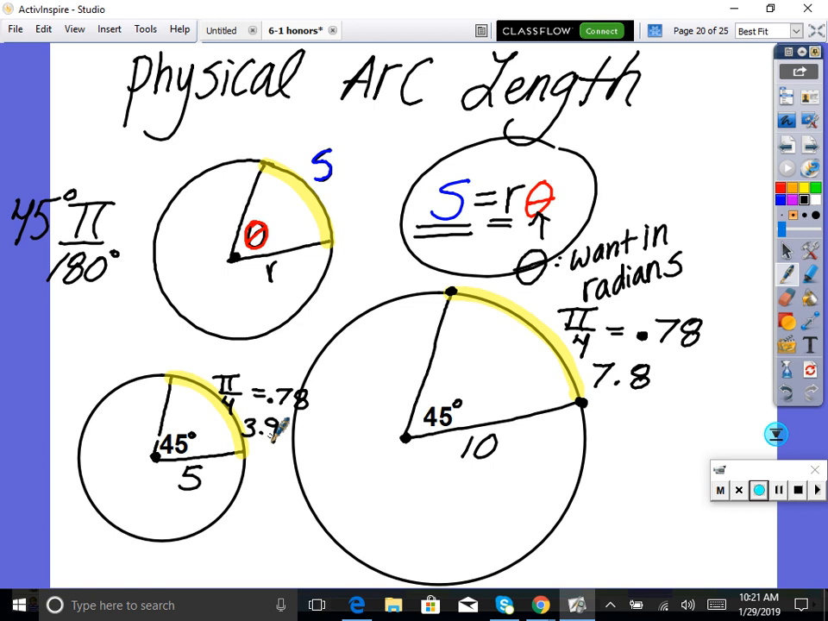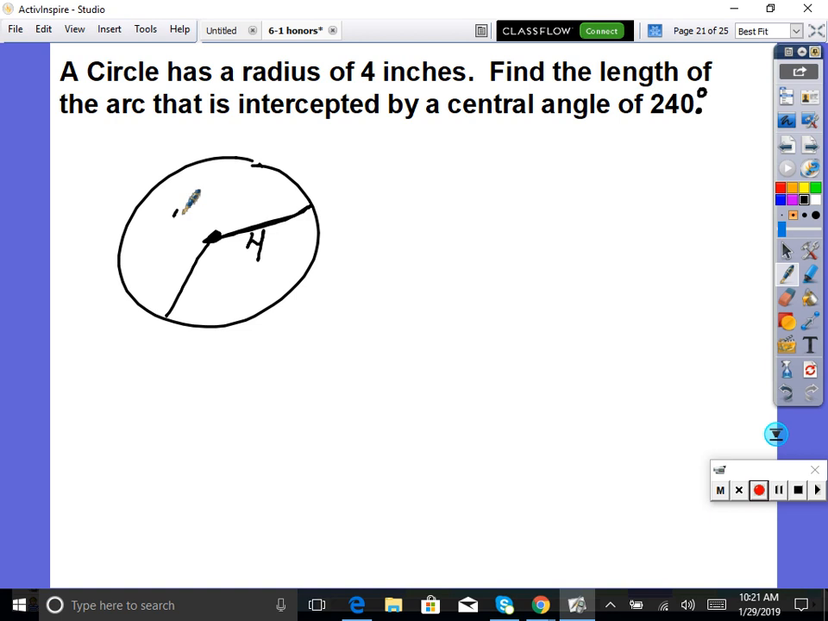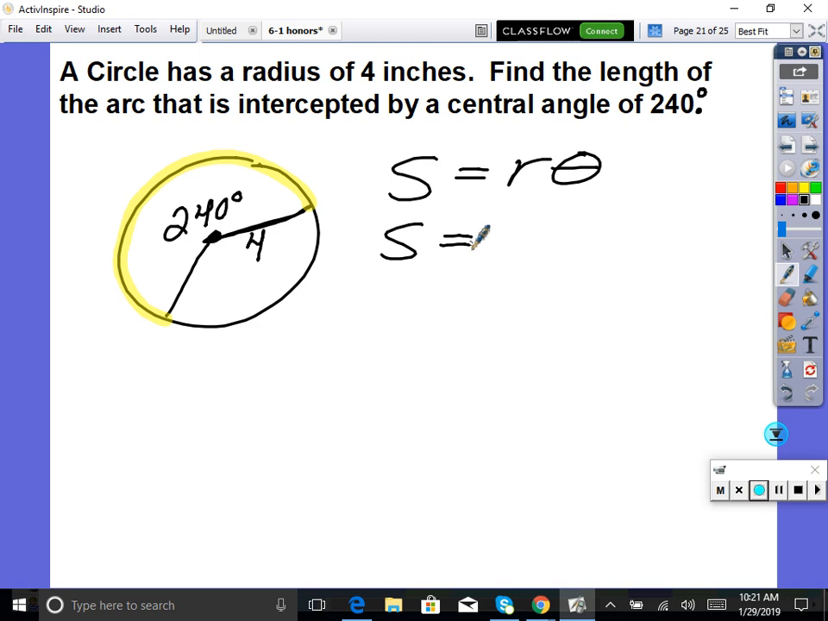Okay, so let's read this problem here. It says a circle has a radius of 4 inches. So I draw a circle. I have a radius of 4 inches. And it says find the length of an arc that is intercepted by a central angle of 240 degrees. So if I create 240 degrees here, it wants to know the physical length of the arc from here to here. So S is equal to radius times theta. The length of our arc is equal to our radius, which is 4, and our theta, which is 240.